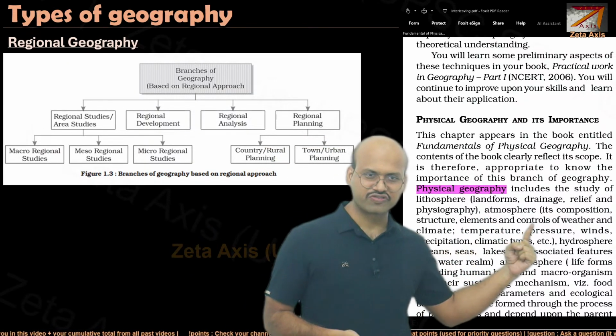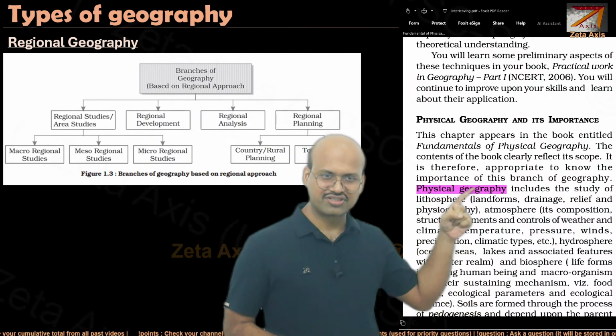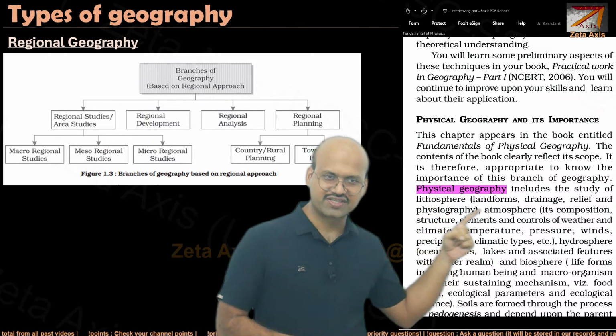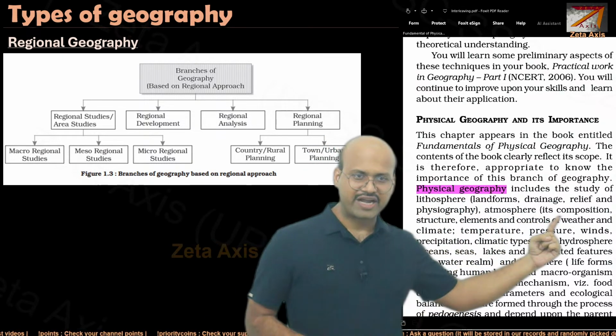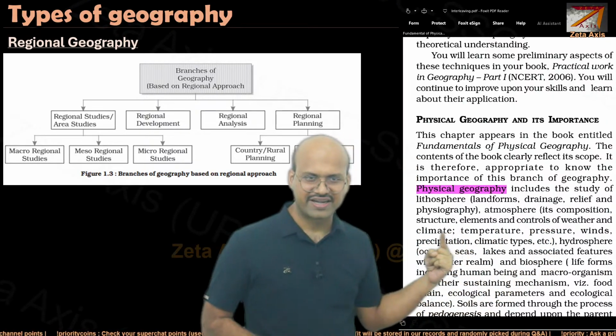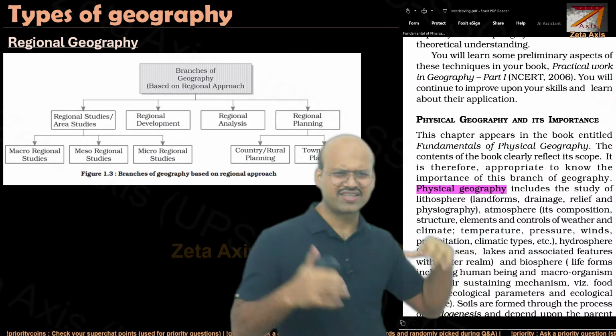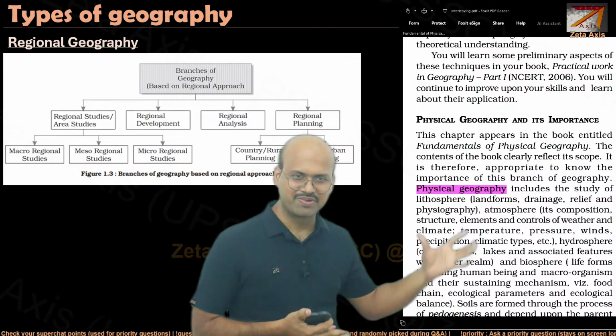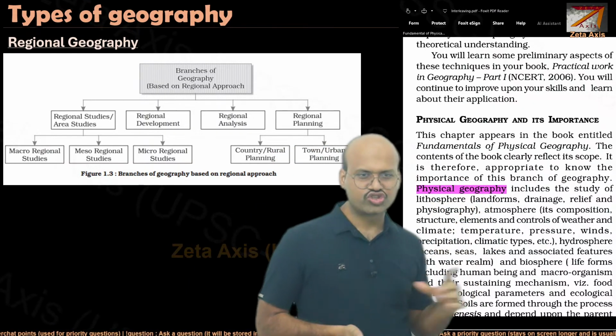Then we have this atmosphere, its composition, structure. So see, in physical geography we have lithosphere studies, atmosphere study. Atmosphere includes composition, structure, elements, and controls of weather and climate, temperature, pressure, wind. So everything that you study about the atmosphere will basically be part of physical geography.